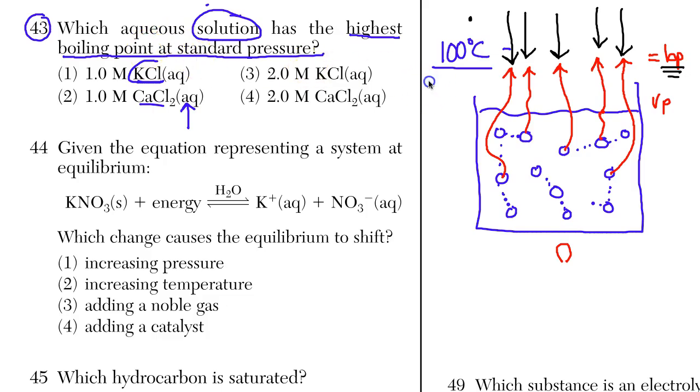So let's make the pressure 101.3 kilopascals. Okay, so the vapor pressure equals 101.3 kilopascals when the atmospheric pressure is 101.3. I should write it right over here: 101.3 kilopascals, the unit of pressure. So if the atmospheric pressure is 101.3 and we increase the vapor pressure enough to equal that, we've got boiling.